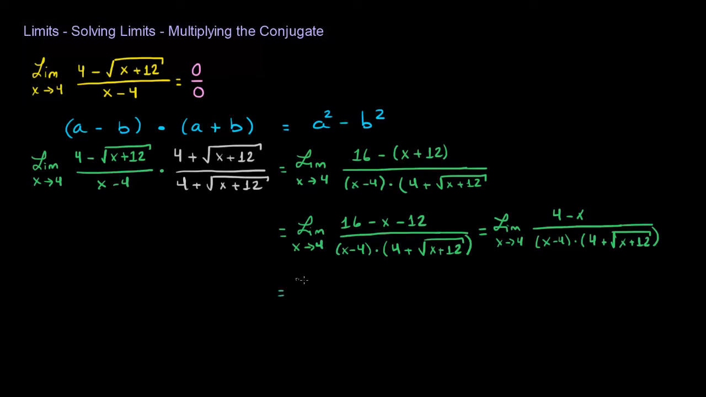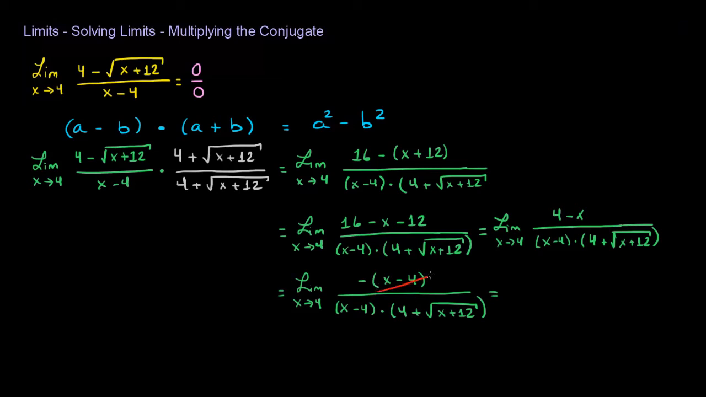So I'm going to do it down here. The limit when x approaches 4. I'm going to take away this negative sign here. So we get x minus 4, just switching signs, all over x minus 4 times 4 plus the square root of x plus 12. There we go. So now here we can cancel out this x minus 4.